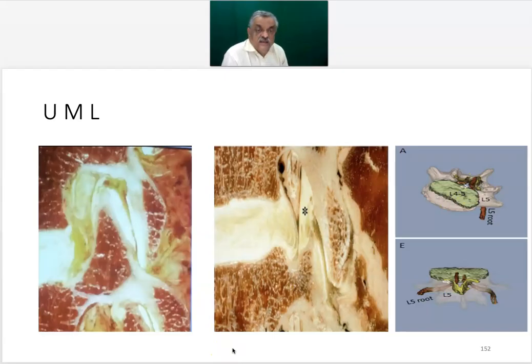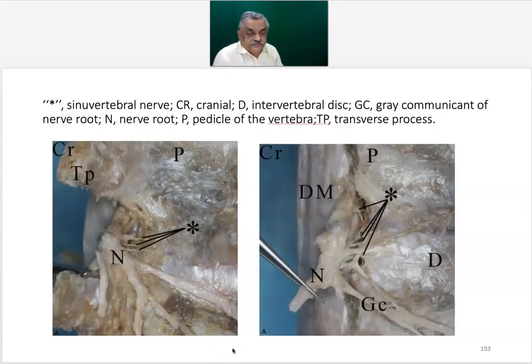Now the upper zone has some very important structures apart from the nerve, and we are going to go into details of these structures, because it makes sense to understand them, and then you would realize the importance of upper zone decompression in lumbar canal stenosis. The first thing we understand is the sinuvertebral nerve, which has been shown by this asterisk.